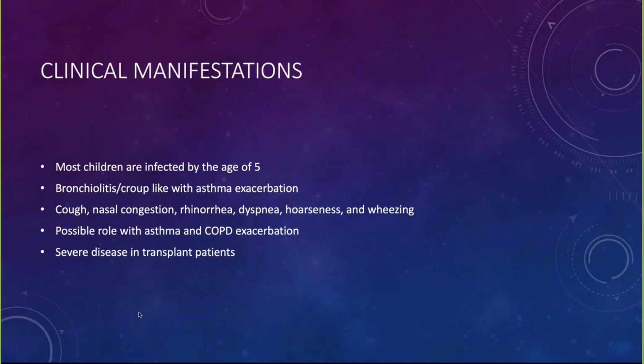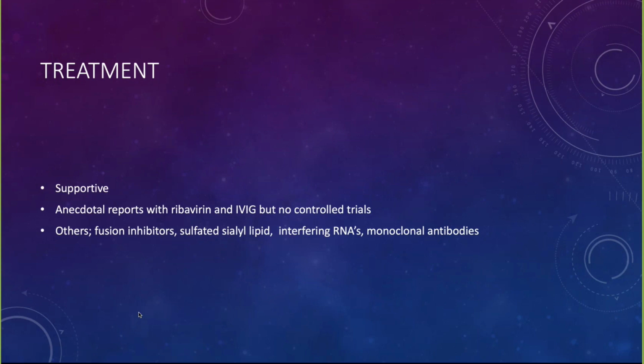But just know that most children are infected by the age of 5. They can have bronchiolitis, just like RSV. You can have asthma exacerbation, upper respiratory symptoms, and again there is a possible role for asthma and COPD exacerbation, and it can also cause severe disease in transplant patients. The treatment is supportive.